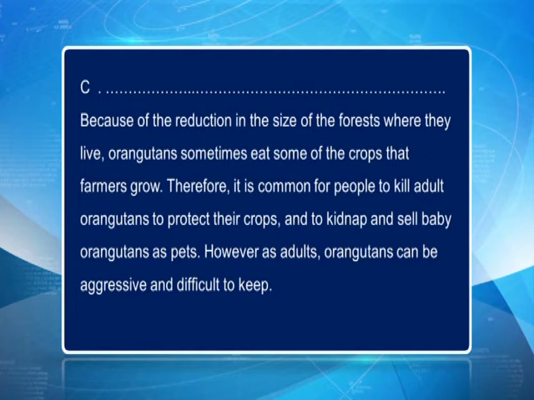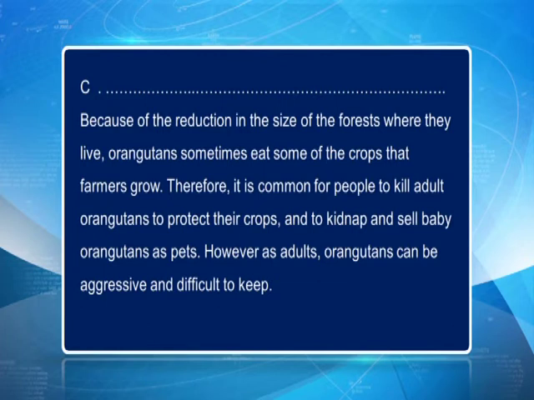We have here what orangutans do to the crops of farmers. Therefore, it is common for people to kill adult orangutans to protect their crops. And in return, farmers kill them, and kidnap and sell baby orangutans as pets. So farmers kill adult orangutans and kidnap and sell baby orangutans as pets. However, as adults, orangutans can be aggressive and difficult to keep.